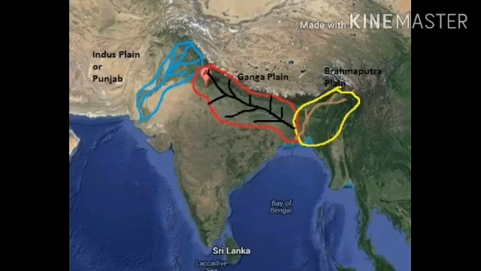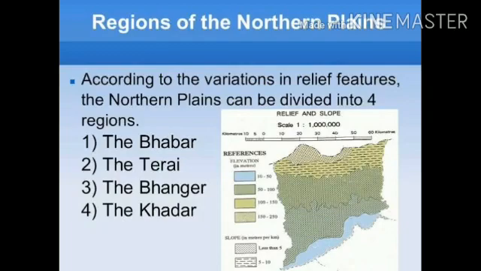Moving on to understand the regions of the northern plain. Students, the northern plains have great variations in relief. See, according to the variations in relief features, the northern plains can be divided into four regions. They are Bhabar, Terai, Bangar and Khadar. At first, we will discuss Bhabar.